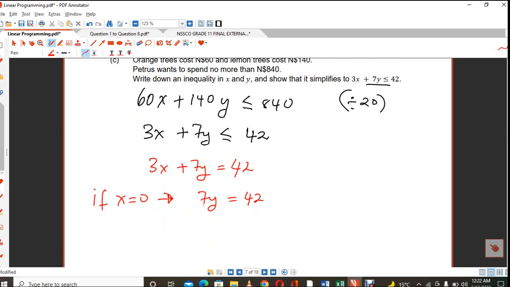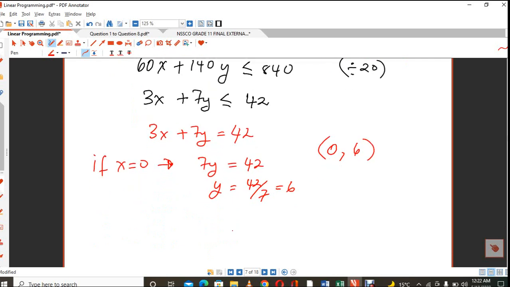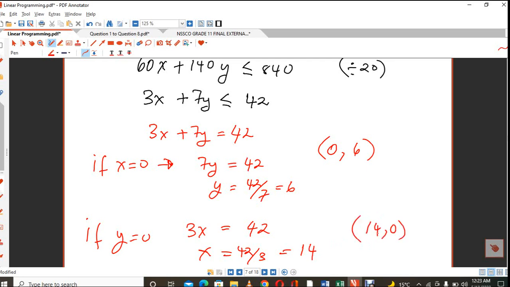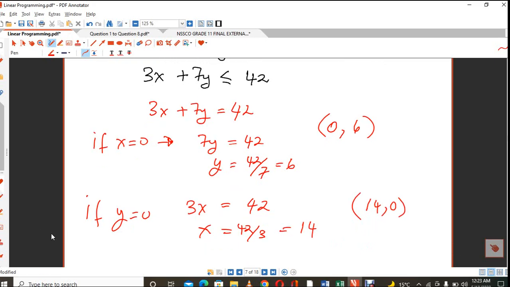So that gives you the value of y. So y will be 42 divided by 7, which is 6. So the point is (0, 6) that you should be plotting. And subsequently, if in that same equation y is 0, then you'll be left with 3x equal to 42, and then x will be 42 divided by 3. I hope you know that the answer is therefore 14. So that will be the point (14, 0). So these are the points that you're going to be plotting, and then you're going to be drawing the graph.